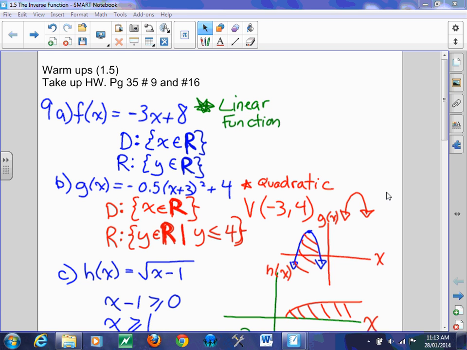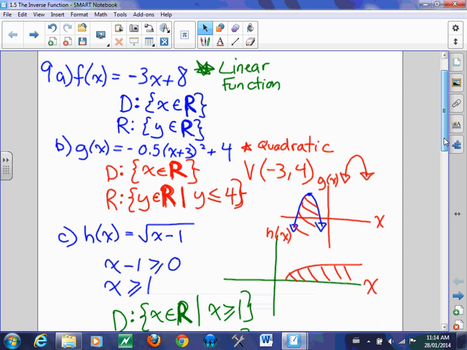Hello class, and welcome to lesson 1.5, the inverse function. Today we're going to take a look at some warm-ups, which is homework questions. Now, just due to the length of time it takes to write these out, I just kept the answers out here, but I'll explain them. So taking a look at some of the questions from 9 and 16, if you want to pull out your homework, we'll double check that.